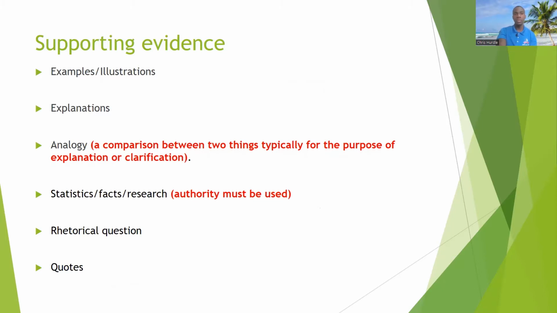Now, an analogy will be a comparison between 2 things, typically for the purpose of explanation or clarification. So an example of an analogy would be growing a plant or growing trees would be like raising a child. You know, both of them are different, of course, but they're similar in some form. Otherwise, there would be no grounds to compare them, right?